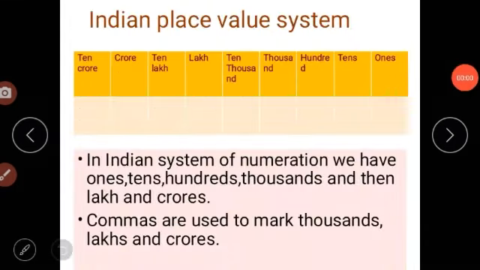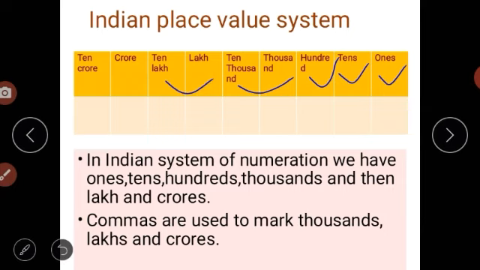Okay. Next we have the Indian place value system. In the Indian system of numeration, what do we have? First we have ones, then tens, then hundreds, then thousands, lakhs, followed by crores. And we use commas here to mark thousands, lakhs and crores.